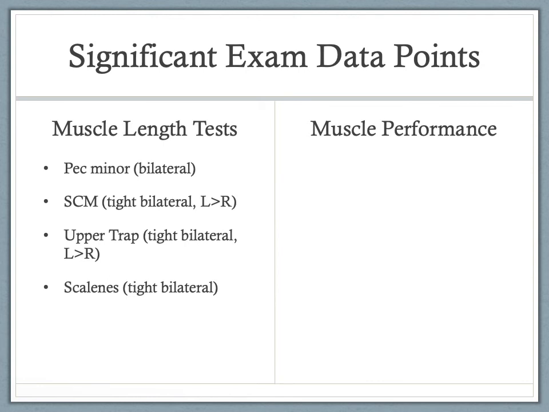Looking at muscle length tests, on each side, a lot of these were bilateral findings. Pec minor and sternocleidomastoid were tight bilaterally. The SCM on the left was a little tighter. Upper trap bilaterally were tight, and they were about the same amount of tightness. The left had a little bit more pain when going through and palpating. And then the scalenes were tight bilaterally.